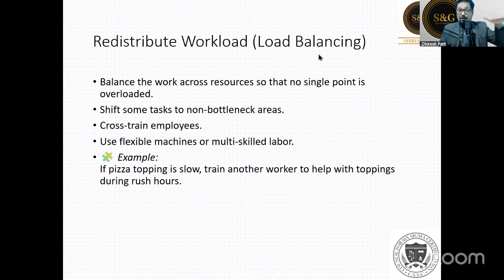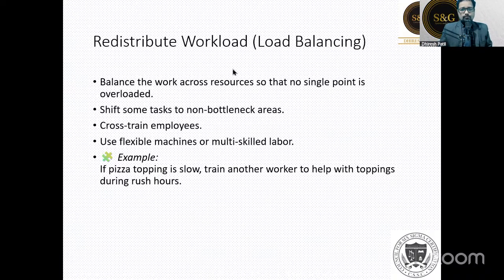Then load balancing, which we have already seen. How can you balance the load? Balance the work across the resources. If somebody has spare time, you can use that resource over there. Shift some tasks to non-bottleneck areas. Cross-train employees so everybody can do all the work. Use flexible machines, multi-skill labor. So if the pizza topping is slow, train another worker to help the topping person during rush hours. If, let's say, dough preparation is easier or automated, then that person can help the topping person during the rush hours.